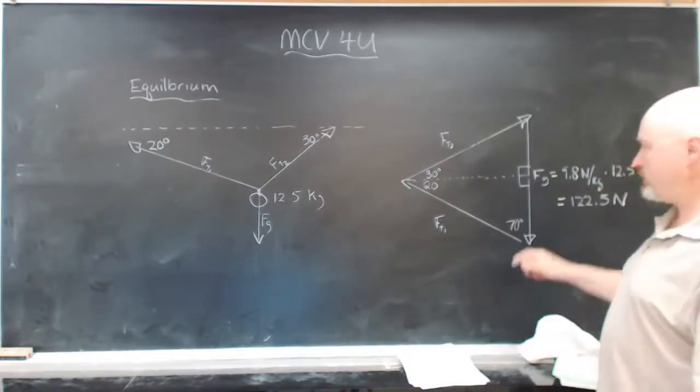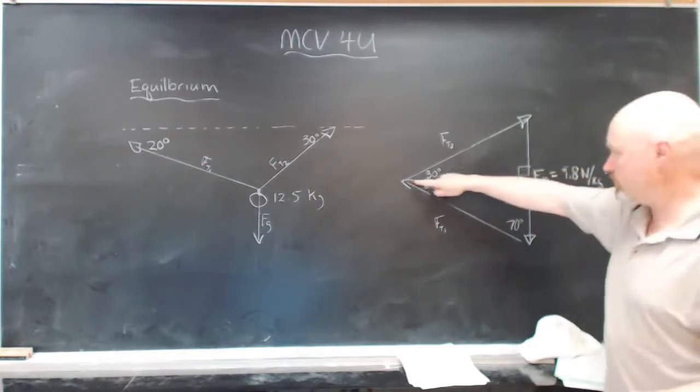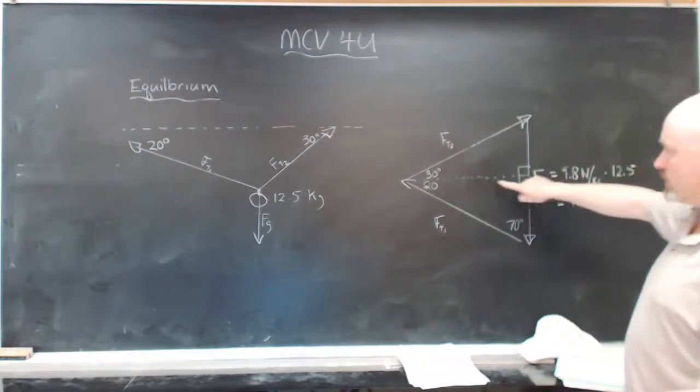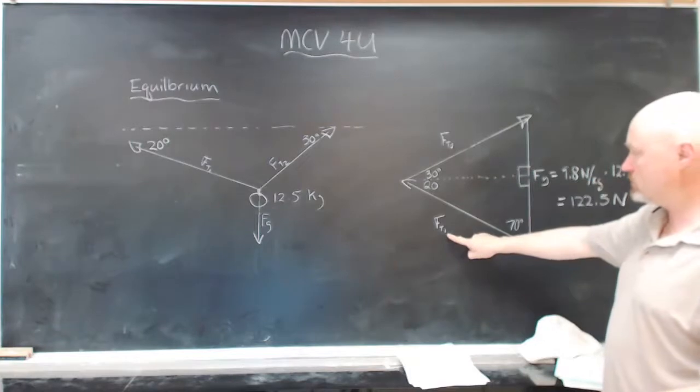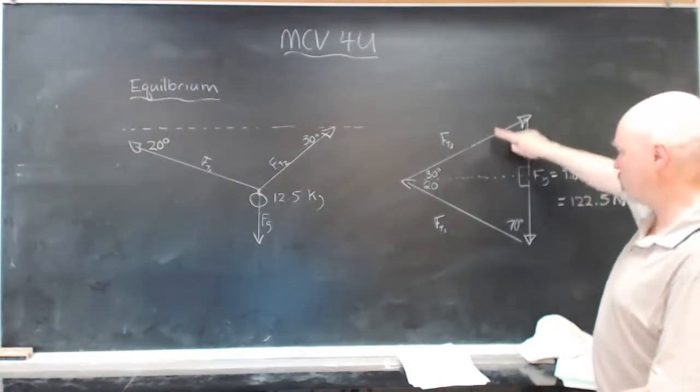So, by virtue of the fact that these are hanging from the ceiling, we have a 20 degree angle relative to the ceiling for FT1. We also know it's 30 degrees relative to the ceiling for FT2.